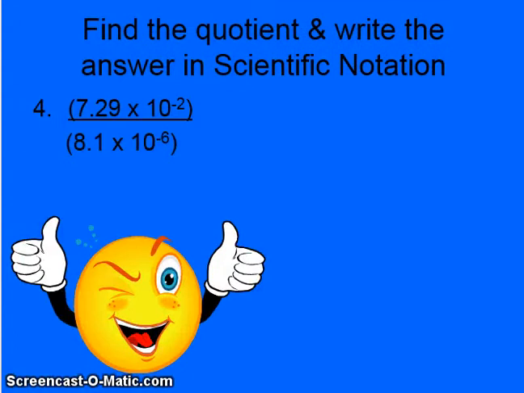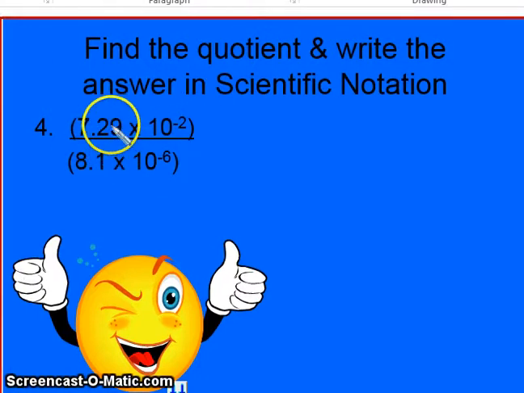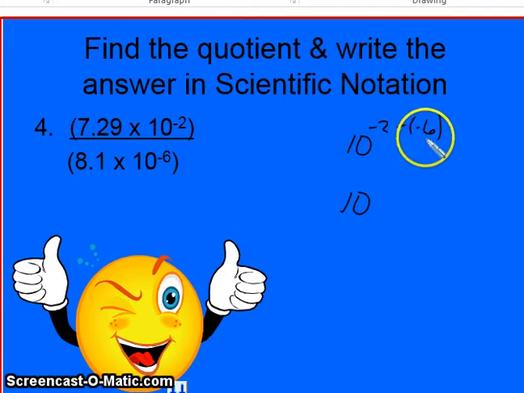Here's another example that needs to be in your notebook. We want to find the quotient here and write the answer in scientific notation. Now, we do have 7.29 and 8.1, but look at this. We have 10 to the negative second divided by 10 to the negative sixth. Now, we have like bases, so we can actually subtract their exponents. So part of our answer is going to be 10 to the negative 2 minus negative 6 power. Like bases being divided, we can subtract their exponents. So negative 2 minus negative 6 is the same as plus 6. So we have 10 to the 4th as part of our answer.